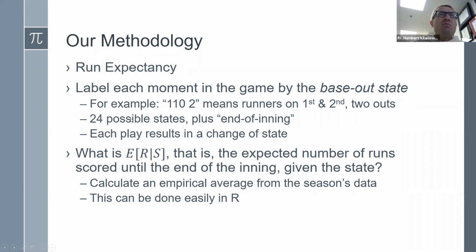The game can go and move along any of the 24 states plus the end of inning state. And each play would be an event that results in a change of state. So it could be a ball that's batted and hit into play. But you can also have, say, a wild pitch or a stolen base.